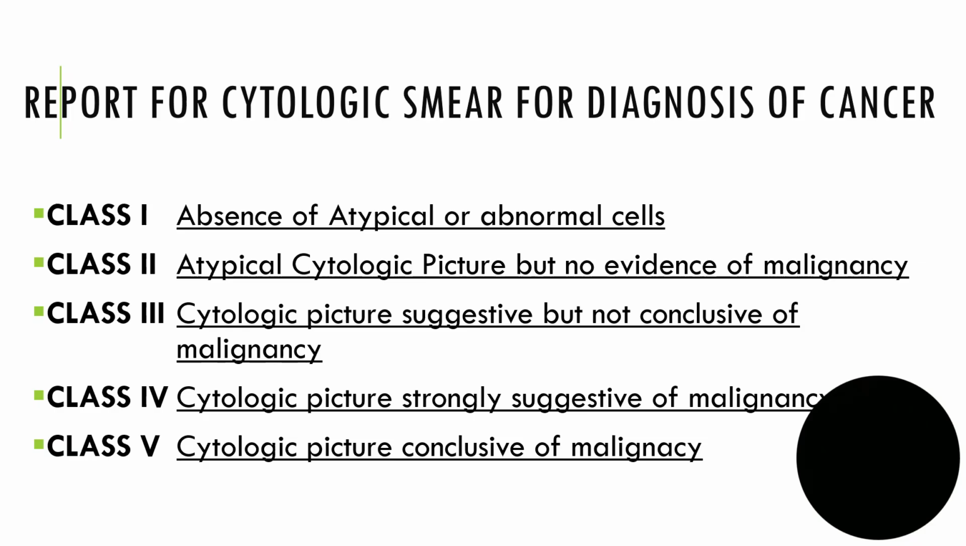For class 3, the cytologic picture is suggestive but not conclusive of malignancy. This is an equivocal result. There are suspicious cells, but the findings are insufficient to make a definitive diagnosis, so these patients need further evaluation. For class 4, cytologic picture is strongly suggestive of malignancy. The cells have many features of cancer, but the diagnosis has not yet been confirmed histologically. Class 5, cytologic picture conclusive of malignancy. The cells are unequivocally malignant.